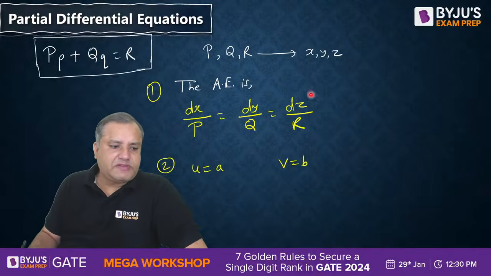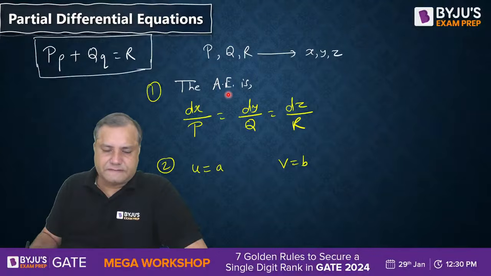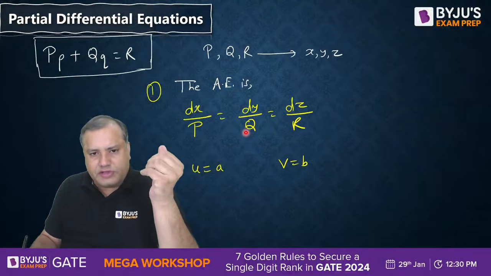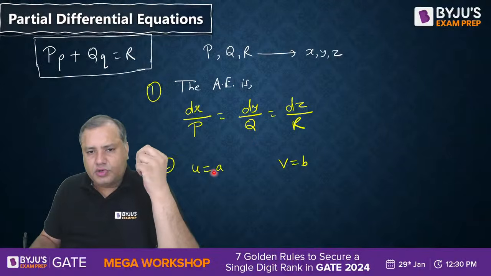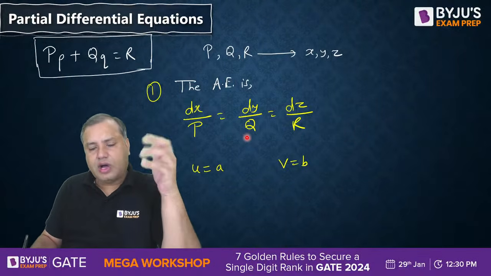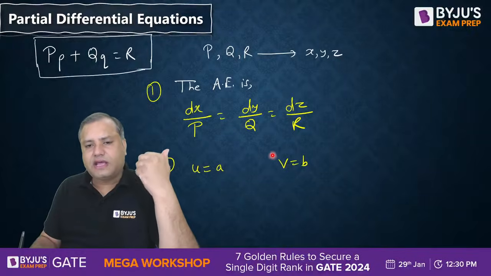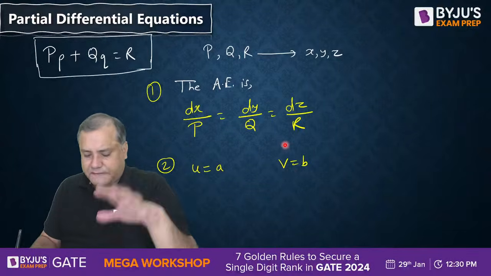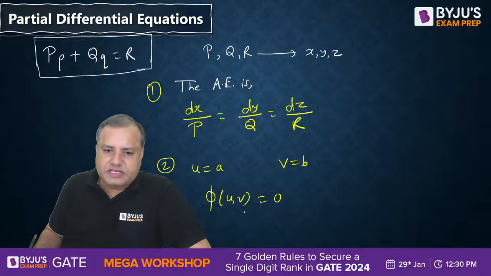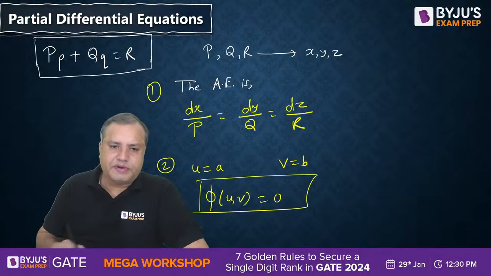This auxiliary equation has three terms. We will consider two at a time, solve them to get one solution u. Then we will consider another two and solve them to get another solution v. Finally, you need to club u and v together. This is your complete solution.